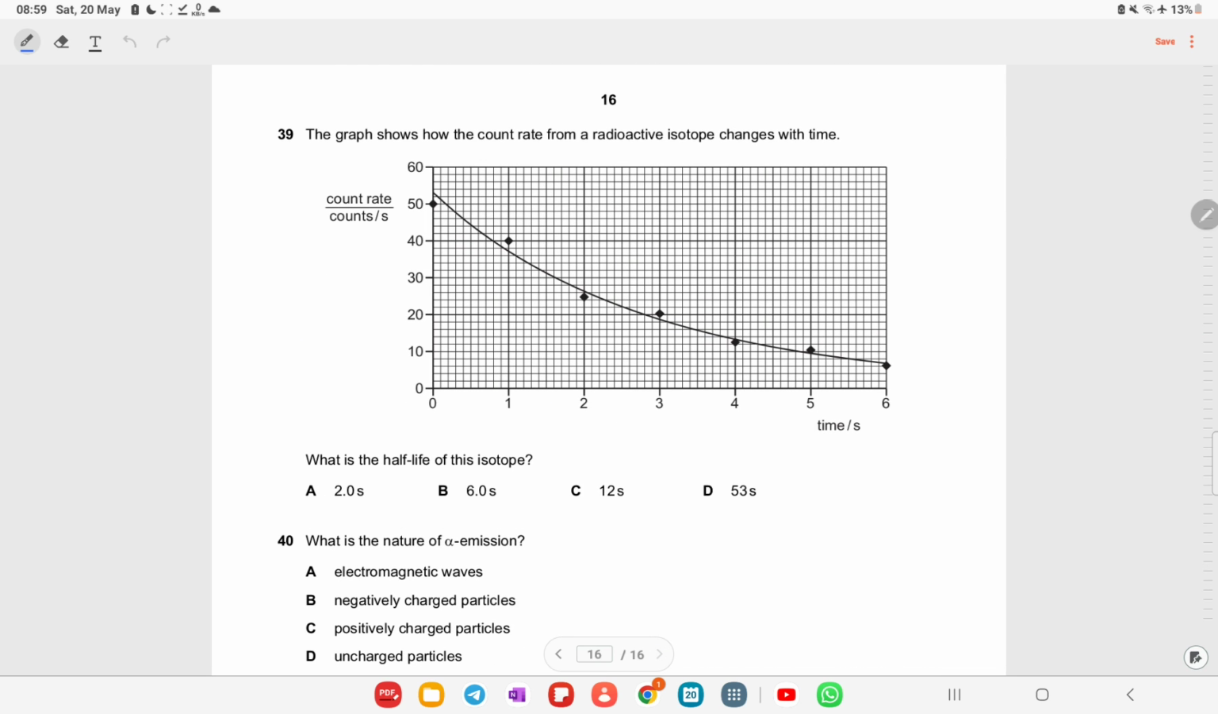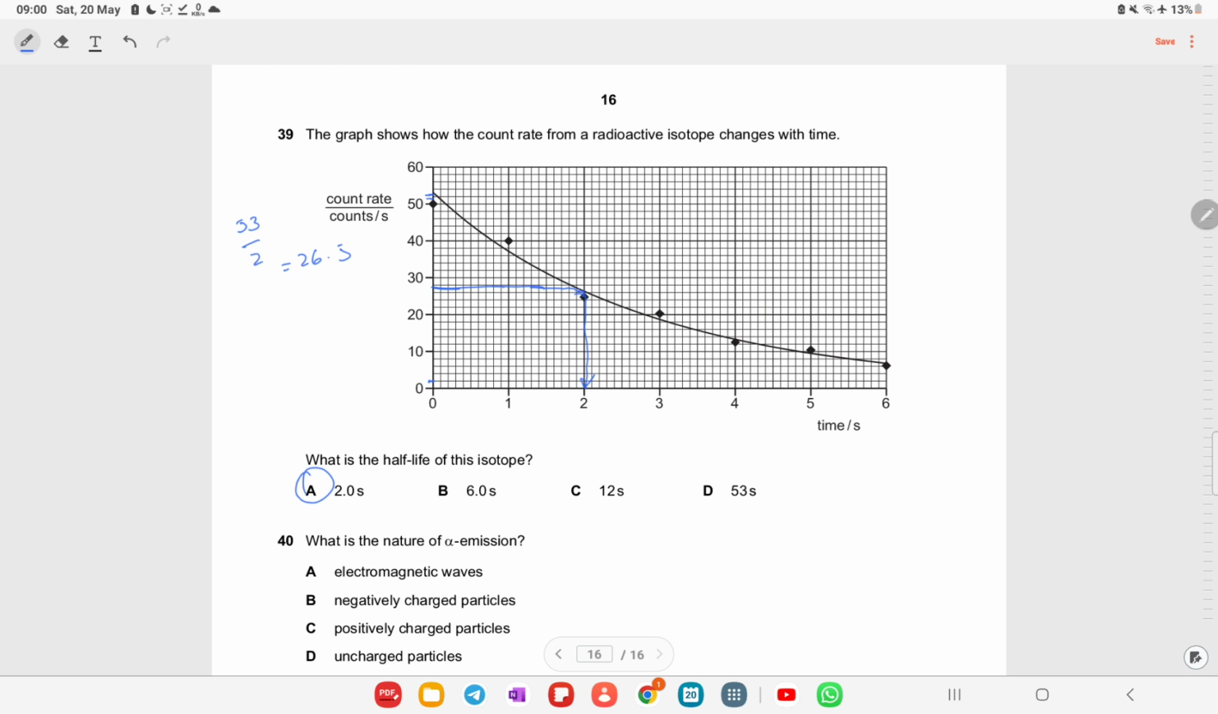Okay, moving to the next question. The graph shows how the count rate of a radioactive isotope changes with time. You see that one little box has 2. So this is 52 and this is around 53. If you divide 53 by 2, it's going to be 26.5. Now you see on this graph, where is 26.5? It's almost around here.